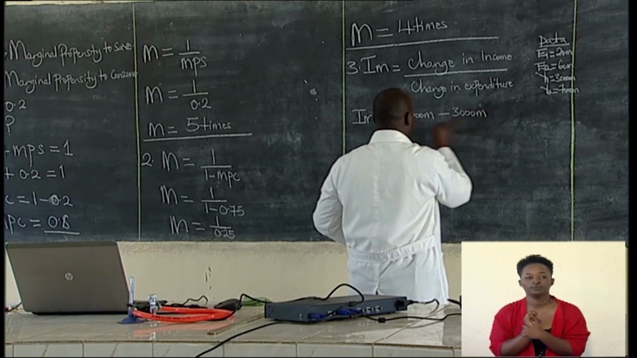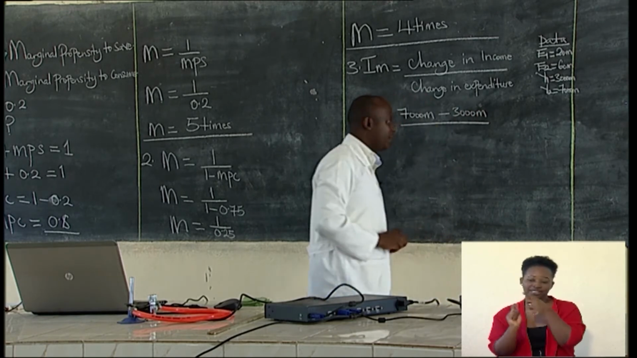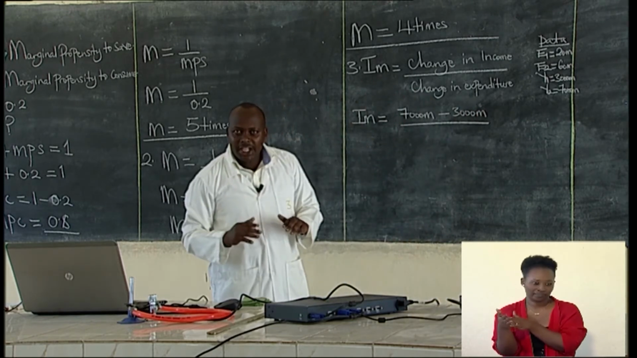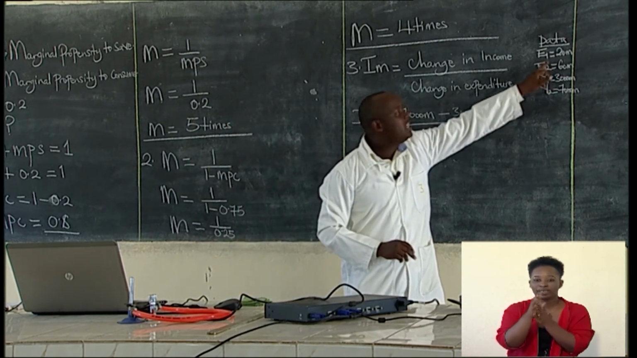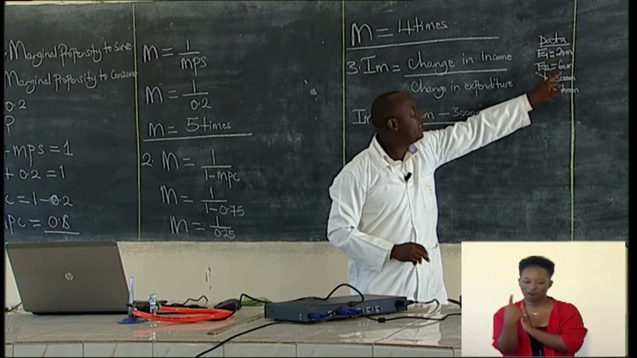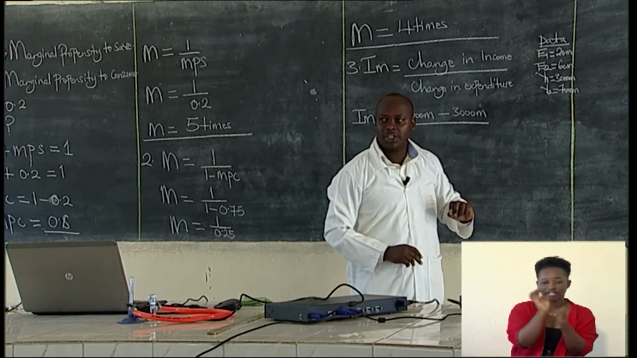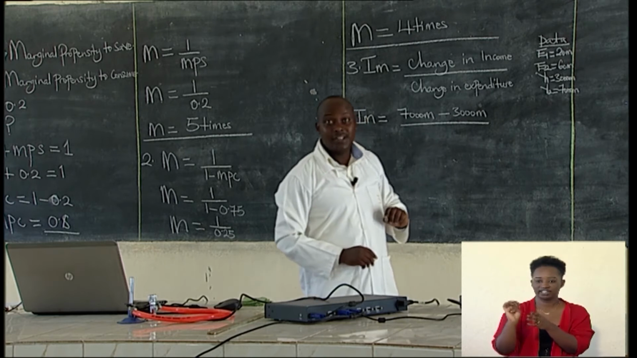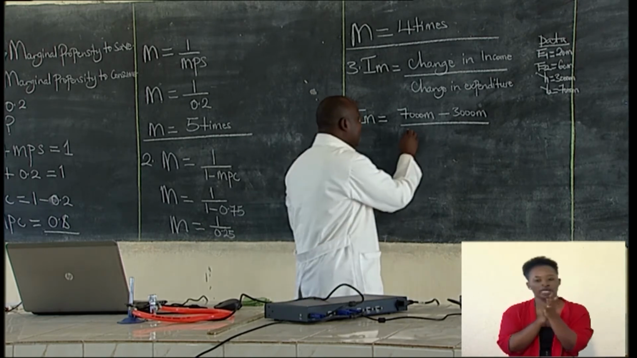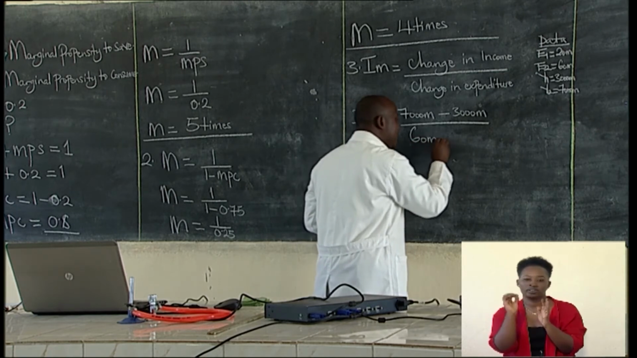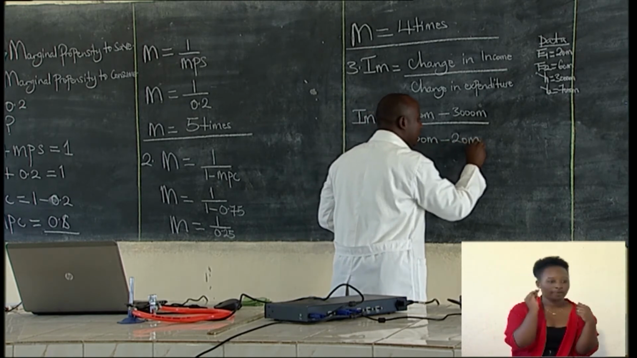3,000 million divided by a change in expenditure. To get a change in expenditure, we shall get expenditure 2 minus expenditure 1, the new expenditure minus the old expenditure. Expenditure 2 is 60 million and expenditure 1 is 20 million. Now we shall get 60 million minus 20 million.